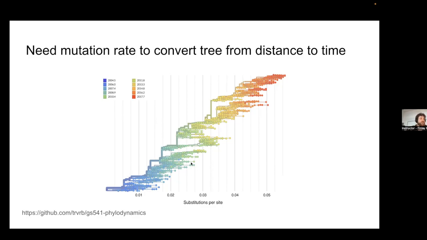So to do that, we need to work out the mutation rate. How quickly do mutations occur over time? If it's very slow and we see a lot of mutations, it's going to be a very, very long time. Whereas if the mutation rate is very high, we see a lot of mutations in a short time, then branches that have a lot of mutations on them are going to be relatively short, right?